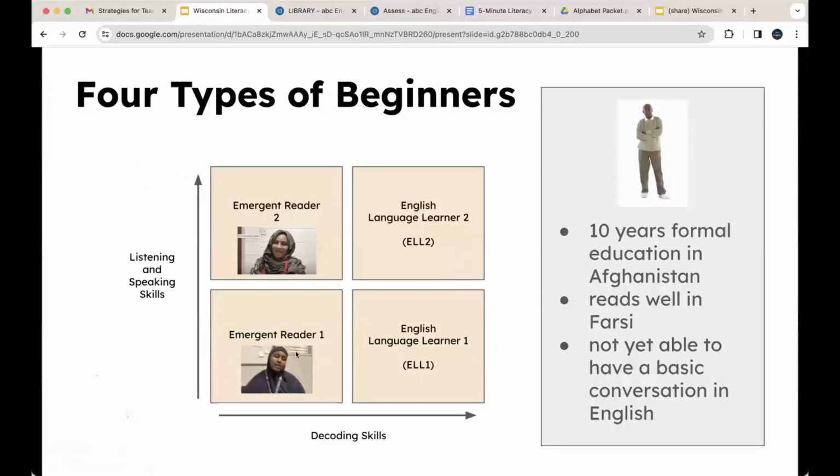Okay, so we've talked about these two categories of beginners. A different type of beginner is this student. This student has formal education in his home country. He can read in his home language quite well. However, he's not yet able to have a basic conversation in English. So if I ask him a question like, how long have you lived here?